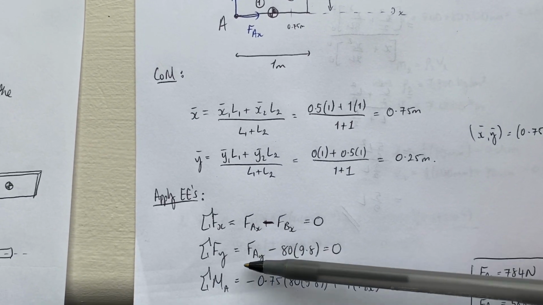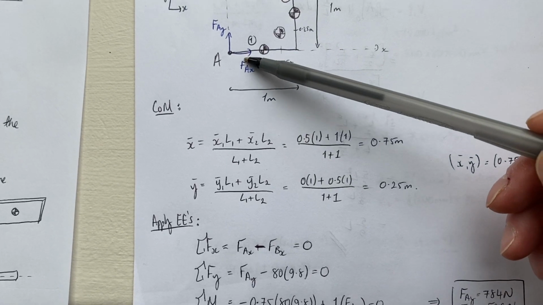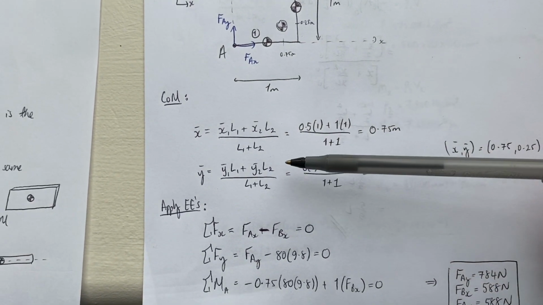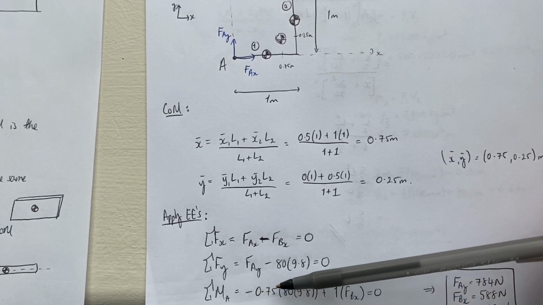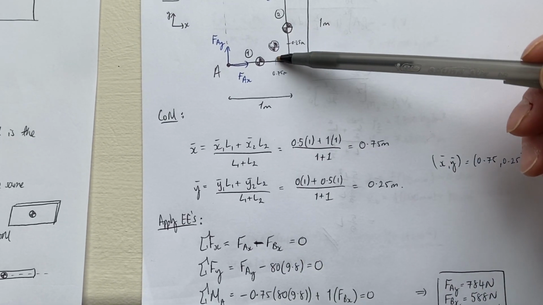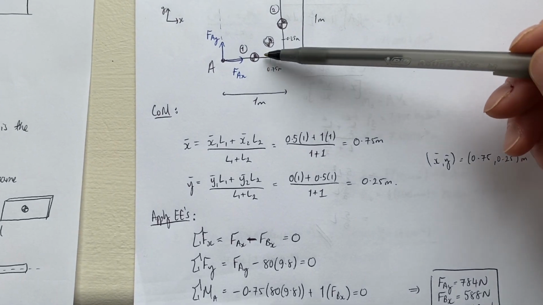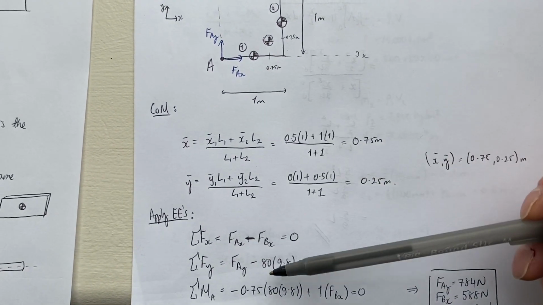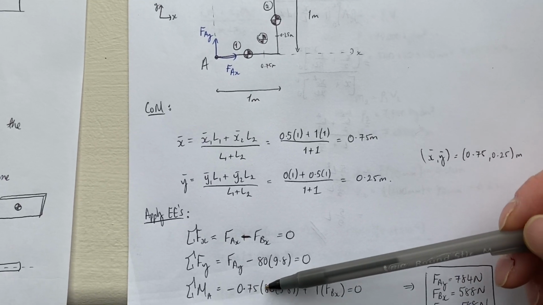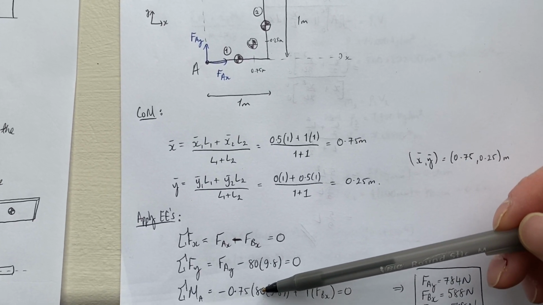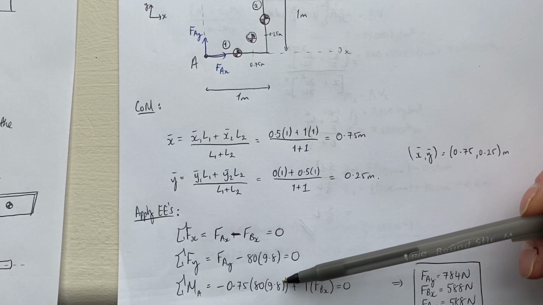And then I've chosen to sum the moments about A because that gets rid of these two components here. So if I'm summing the moments about A, I will have the moment due to the weight vector of the total object, and that's at a perpendicular distance of 0.75 meters multiplied by the weight, which again is 80 kilos multiplied by the acceleration due to gravity.